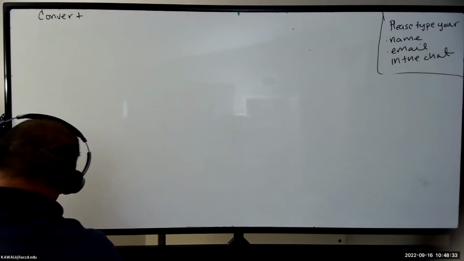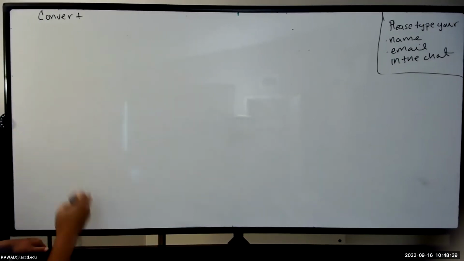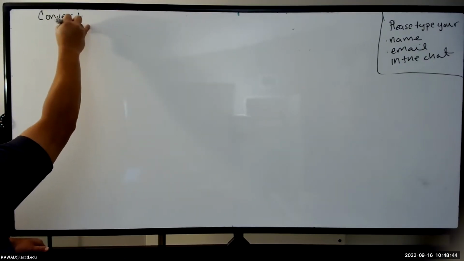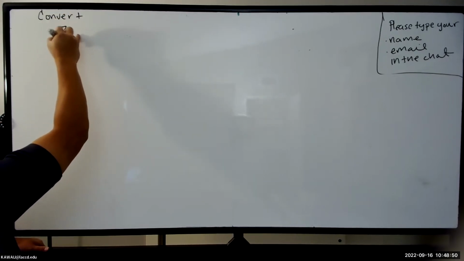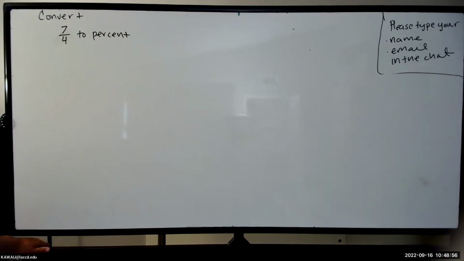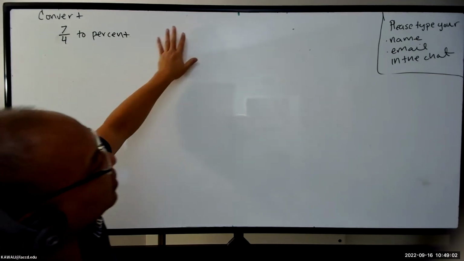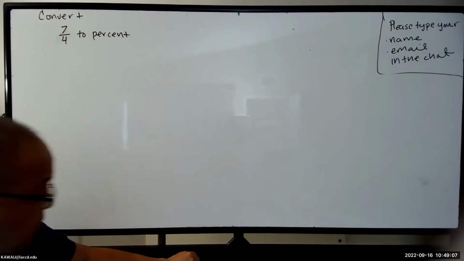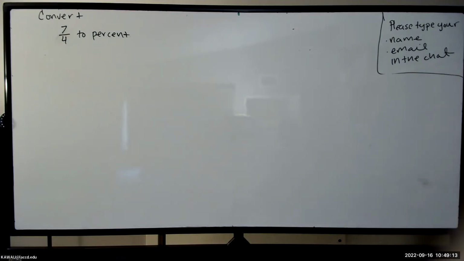So let's go convert fraction to percent. Well, actually, let's do this one: 7/4 to percent. Okay. So you can just do 7 divided by 4 to convert it to a decimal, and then shift the decimals. Right. So first convert that into a decimal.